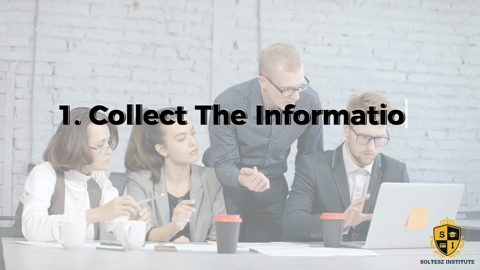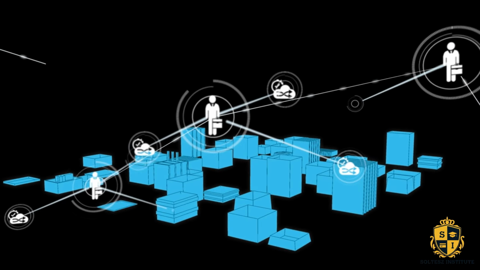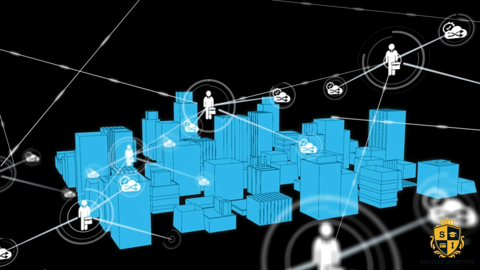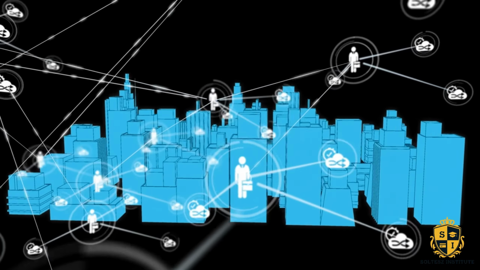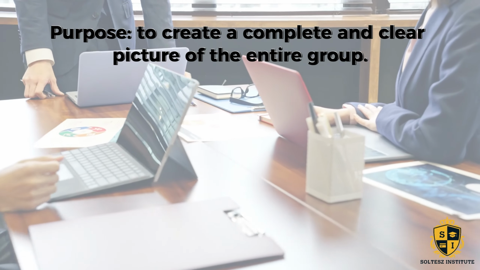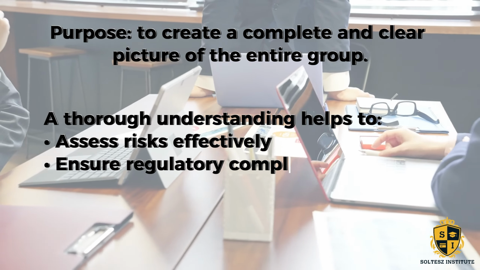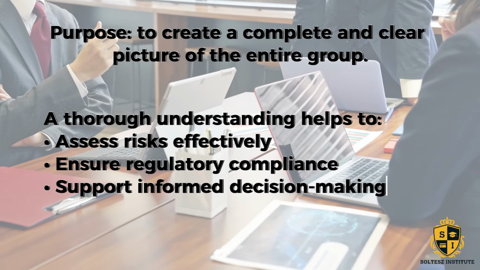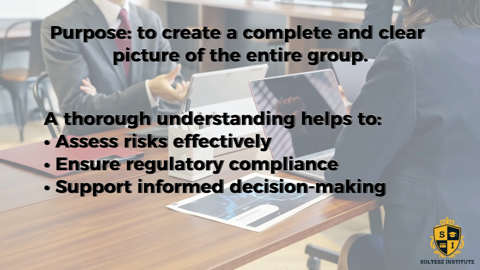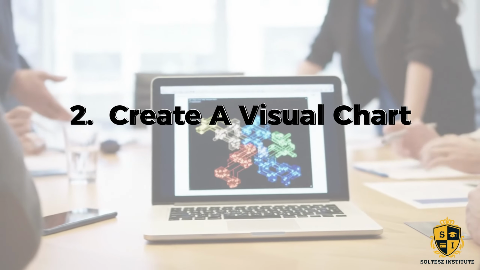Step number 1, collect the information. The first step is to gather all the information about the group structure and its companies, including jurisdiction, activity, prices, details about the shareholders, directors, contracts, providers, and everything more. The importance of this step is to create a complete picture of the group in question. By thoroughly understanding all aspects of the group and its companies, we can better assess the risks, ensure compliance, and make more informed decisions.